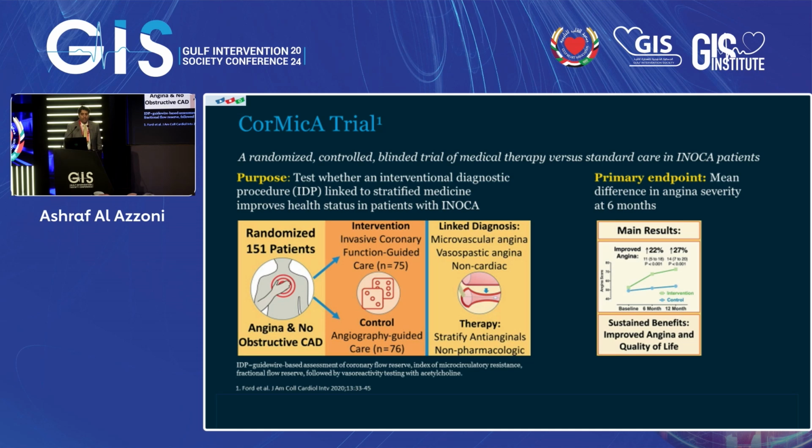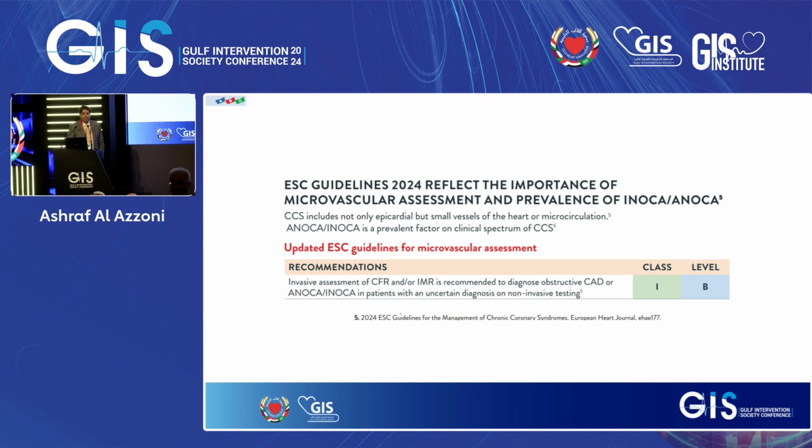The CORMICA study randomized patients with ANOCA to cath-based treatment versus actually doing the spasm study and microvascular assessment. And they found that when you give the patient the accurate diagnosis and start accurate therapy, they actually feel much better when it comes to angina and quality of life. So now the ESC guidelines gave it a class 1B recommendation to use it to assess such patients with ANOCA and INOCA.